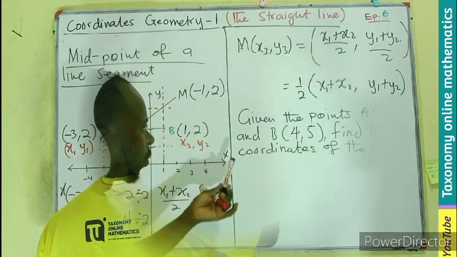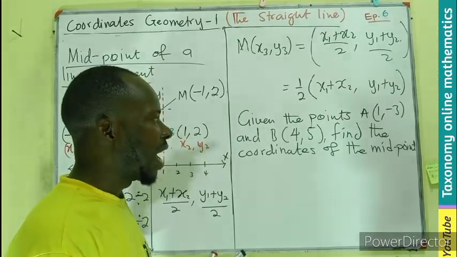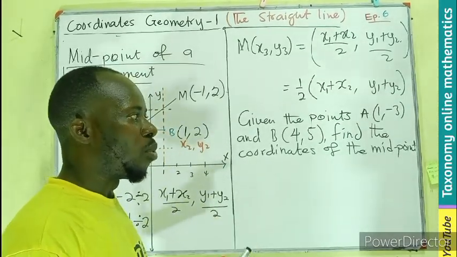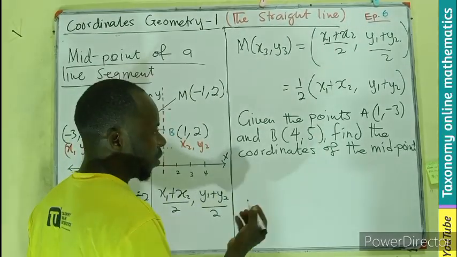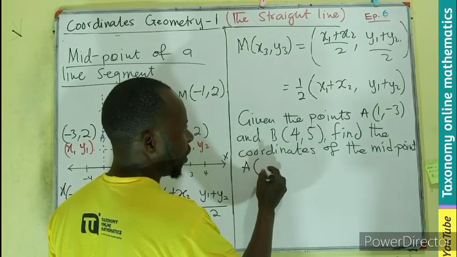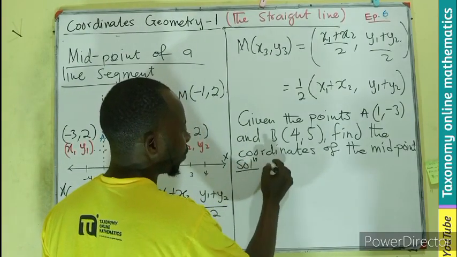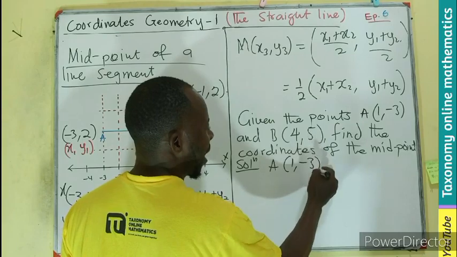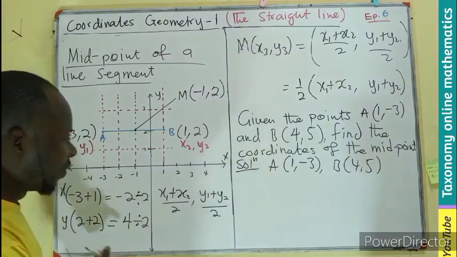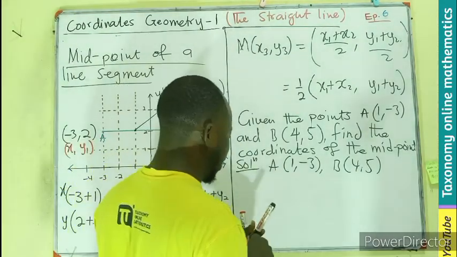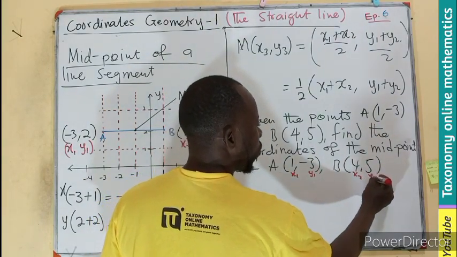So let's see. So let's say we are given this, given the point A, (1, -3), B, (4, 5). We have to find the coordinate of the midpoint that join the line A and B. So we know our A is (1, -3), and let me write solution. So A is (1, -3), B is (4, 5). While in the case of labeling, we can also label this as our x1, y1, x2, y2.